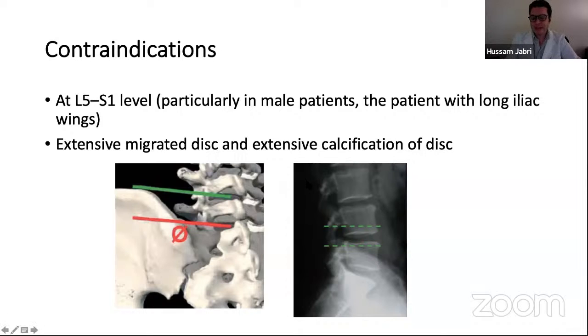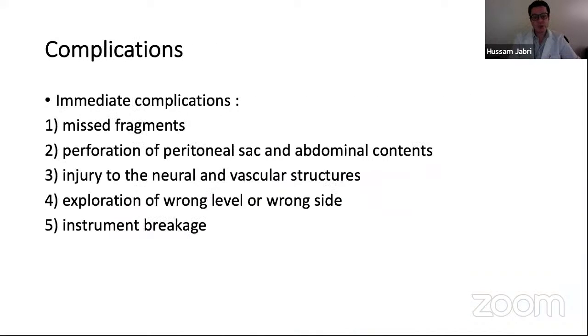Extensive calcification honestly remains a contraindication. Maybe not all discs are eligible for endoscopic spine surgery, because you have to drill the disc, and drilling using the endoscope is time consuming.